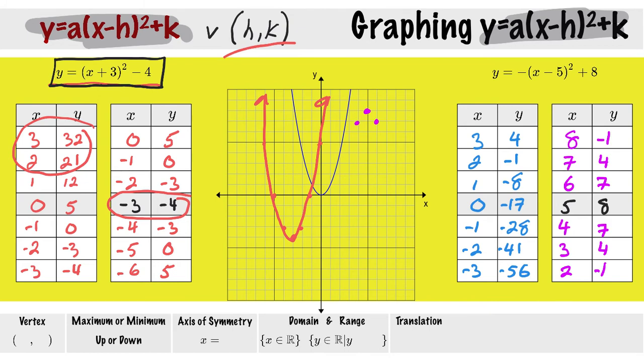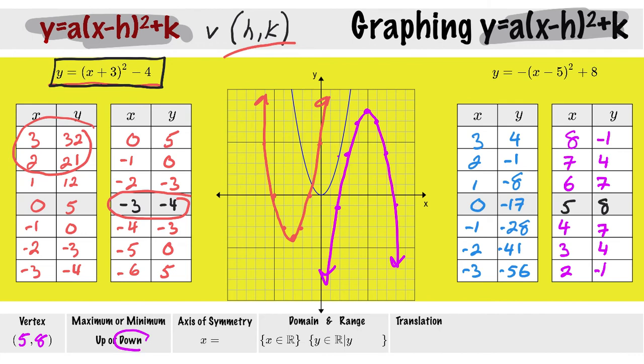7 and 4. And 8 and negative 1. And again, I'm able to do it quickly using my axis of symmetry. So starting with my pink one, the vertex is now 5 and 8.